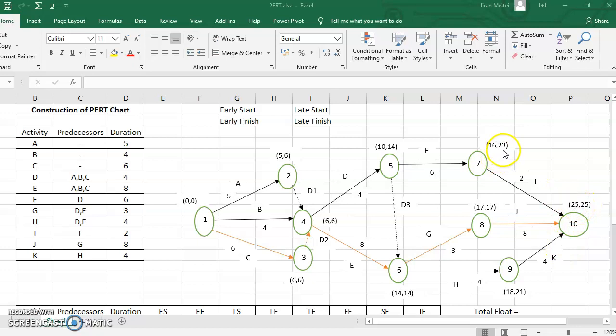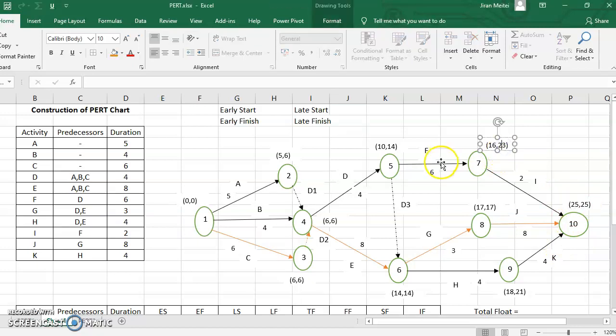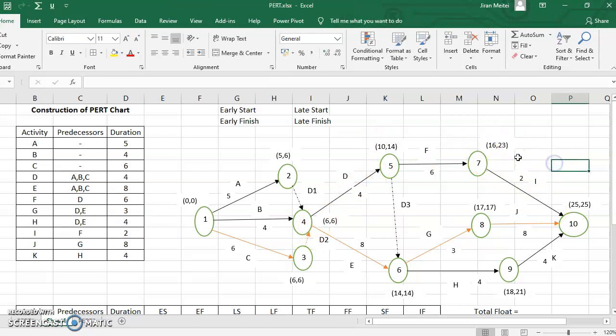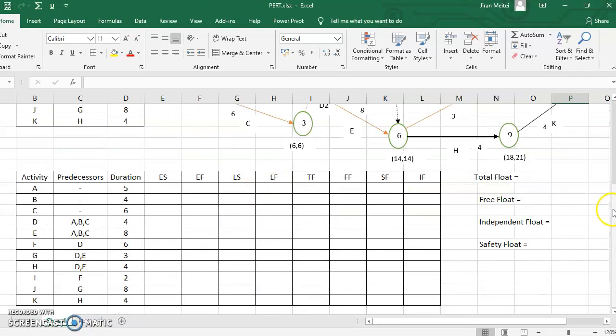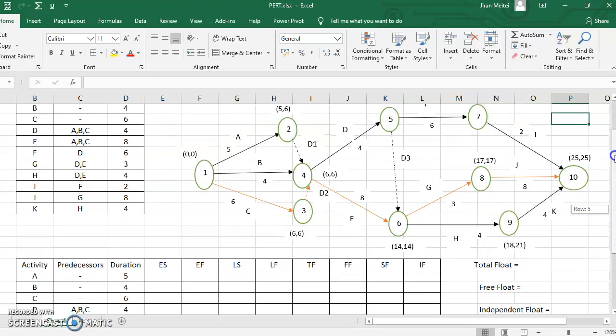So this number has a meaning with respect to this activity, and this number also has a meaning with respect to this activity. This number will be the latest finish time of activity D, and similarly this number will be the early starting time of activity I. So keeping this information in mind, let us complete this table. I'll fill up this table by looking into the network.